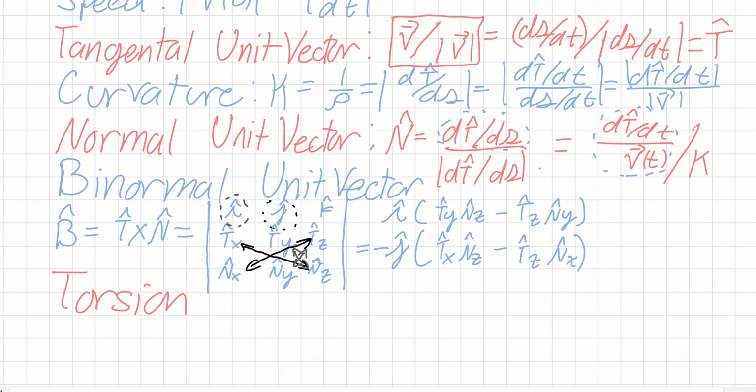And the last one, you can probably figure it out. It's going to be plus K. And now we're going to do it with the X and Y components. So it'd be T hat X N hat Y minus T hat Y N hat X. That will be your binormal unit vector.